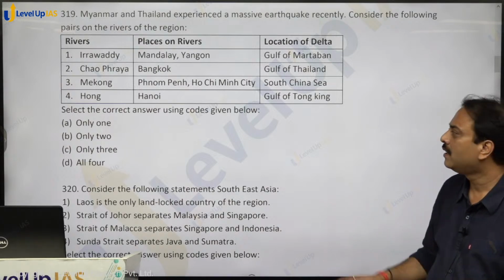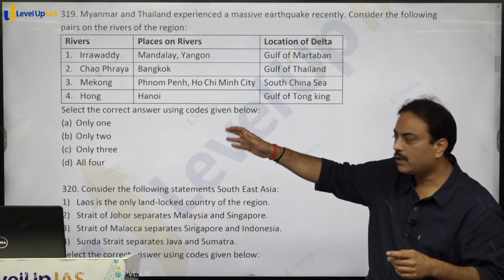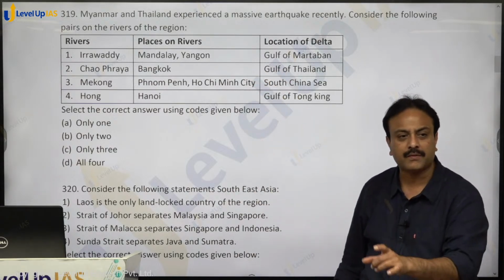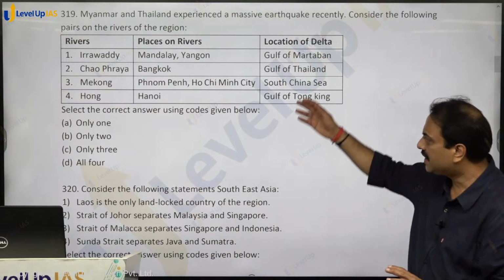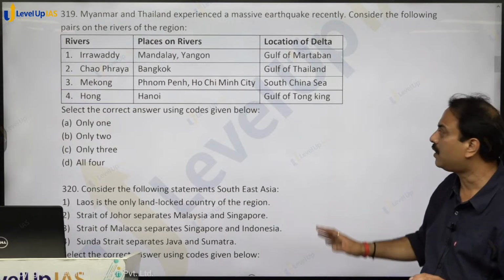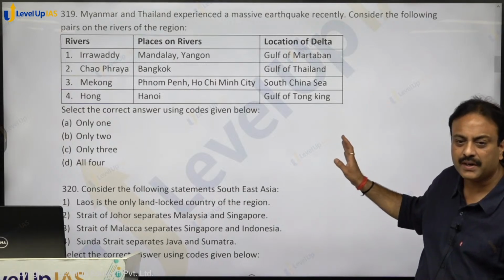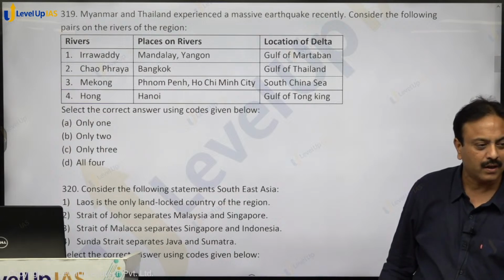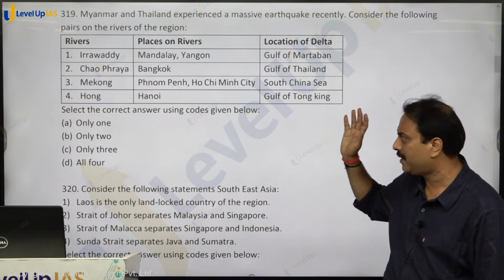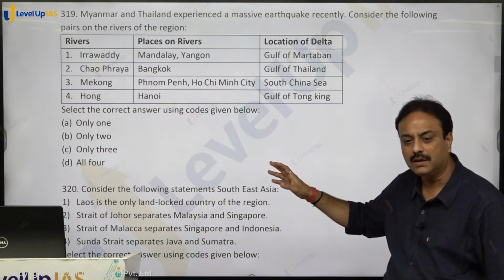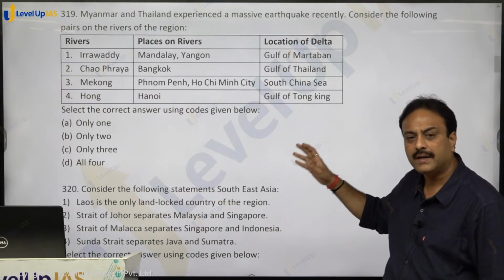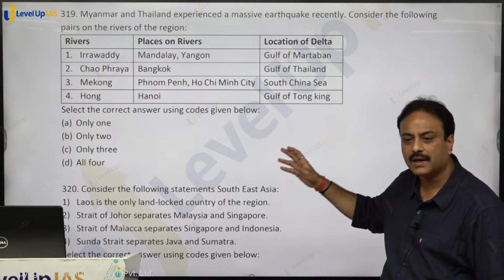In Southeast Asia, the rivers flowing over there: Irrawaddy, Chao Phraya, Mekong, Hong. These are the four prominent rivers of Southeast Asia. These are important places, and you have to verify whether these places are located on rivers or not. And this is the location where the river is making delta or confluencing with the oceanic water body. So river Irrawaddy, Mandalay, Yangon, Gulf of Martaban; Chao Phraya, Bangkok, Gulf of Thailand; Mekong, Phnom Penh, Ho Chi Minh City, South China Sea; Hong, Hanoi, Gulf of Tonkin.